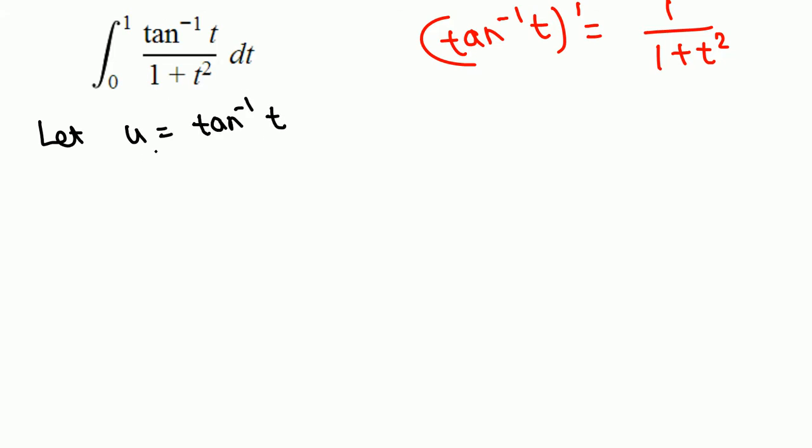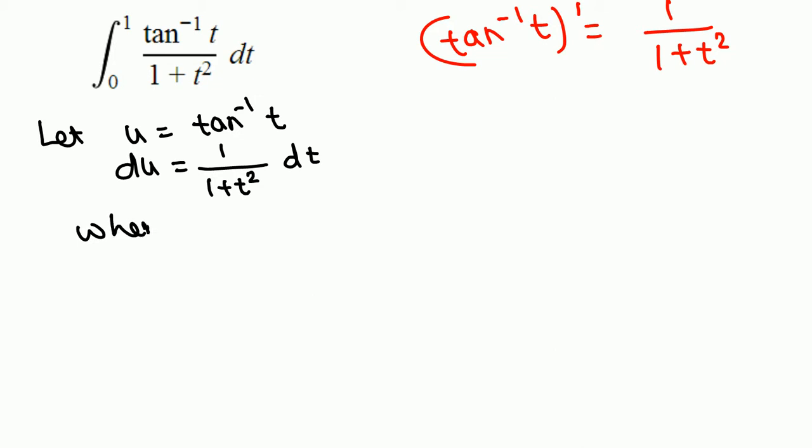inverse tangent t, and let's find the differential du. The derivative of inverse tangent t is 1 over 1 plus t square with respect to t, so dt. Now we want to convert these limits for u. These 0 and 1 are for t.